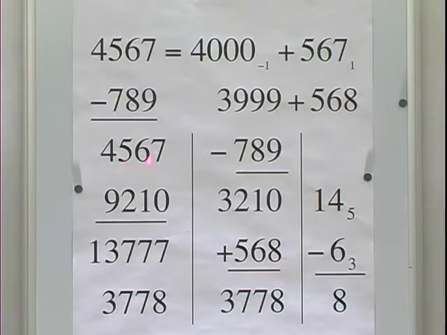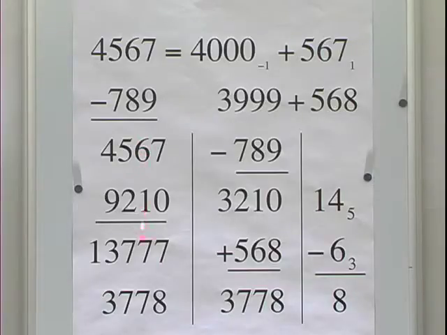Anyway, I have 4, 5, 6, 7, and the 9's complement of 789 is this 210. Now I have to add a leading 0 because there's only 3 digits in the subtrahend, and there's 4 digits in the minuend. So I add a leading 0, and when I take the 9's complement of that 0, I get a 9. So I have 9210, this is the 9's complement of 0789. I proceed to add it.